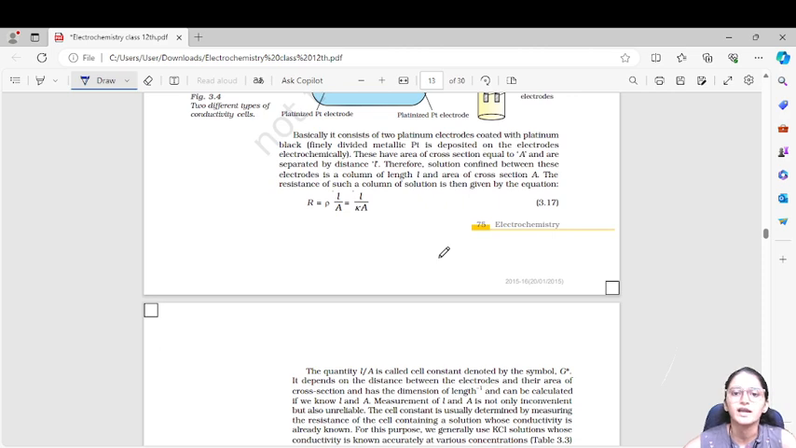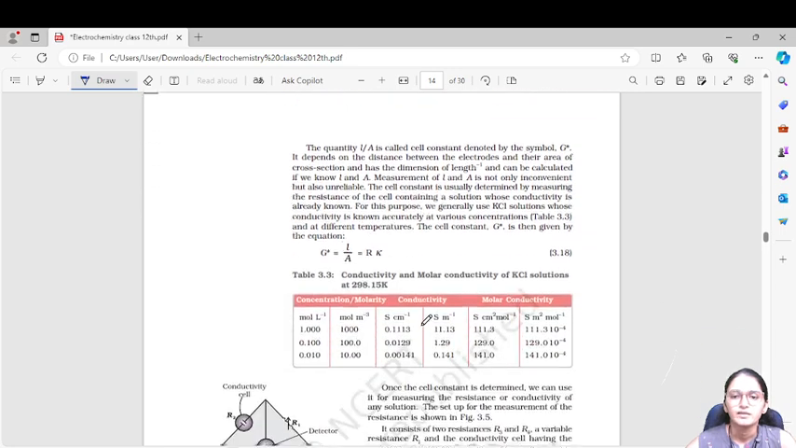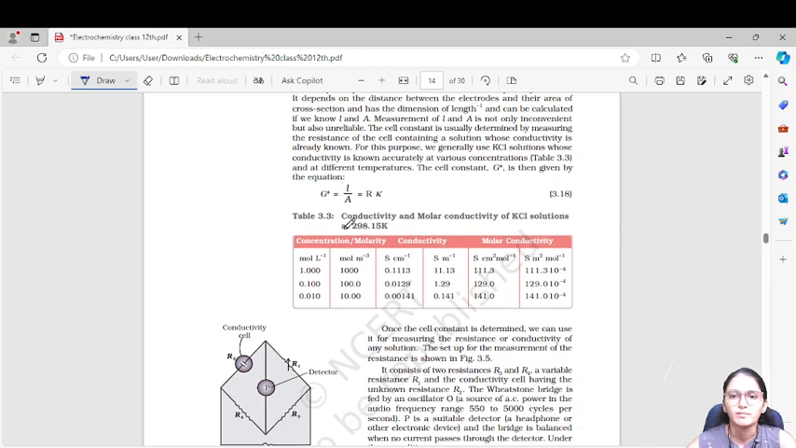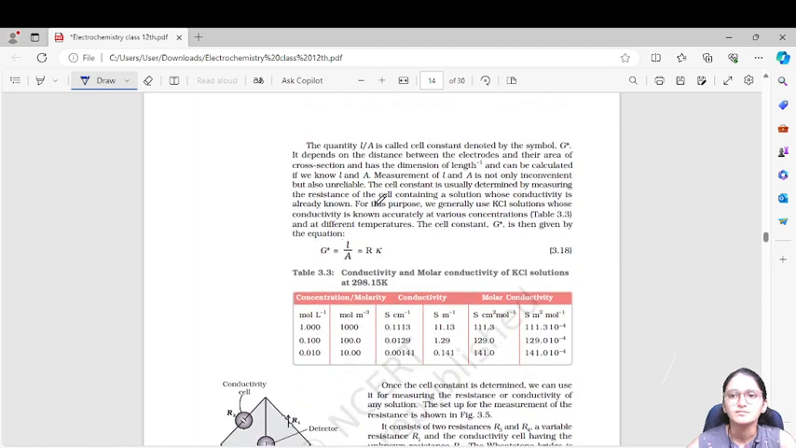So that's how we get this equation: R is proportional to L by A, which is equal to R equals rho L by A, which is also equal to 1 by K A. Then the quantity L by A, what is L by A? Length per unit area. This is called the cell constant. Now L by A is called the cell constant.